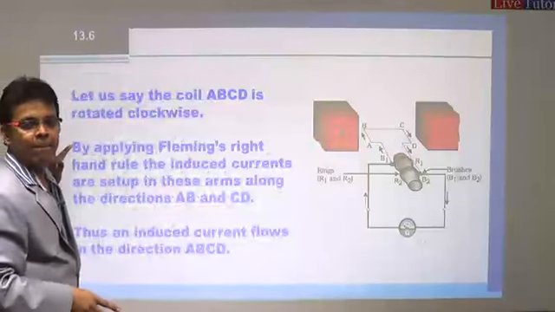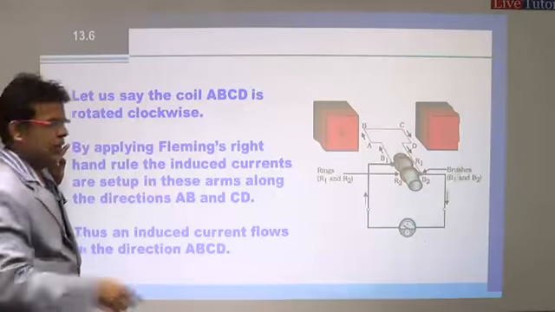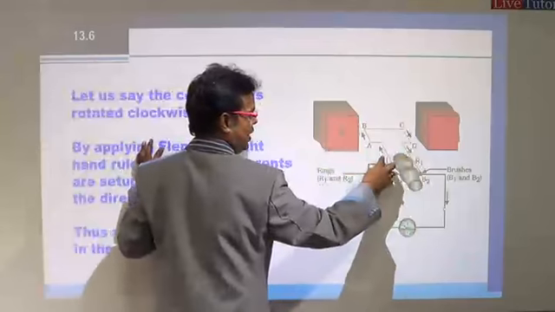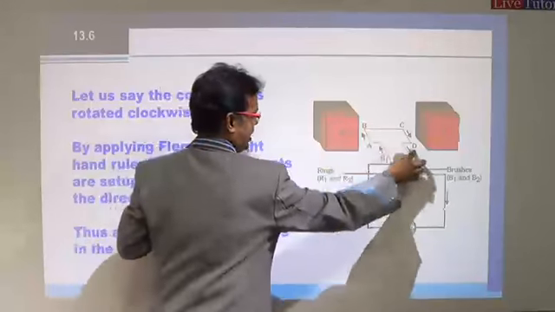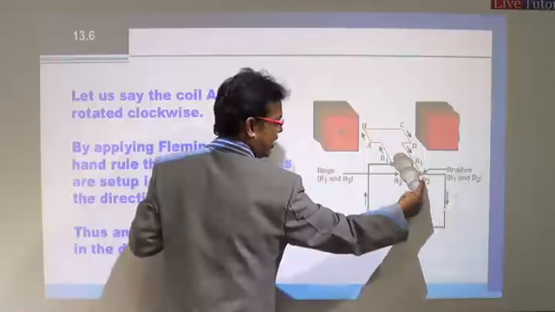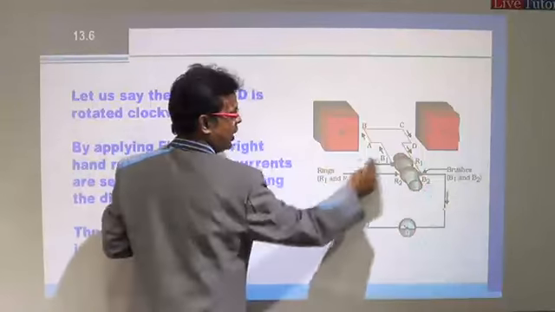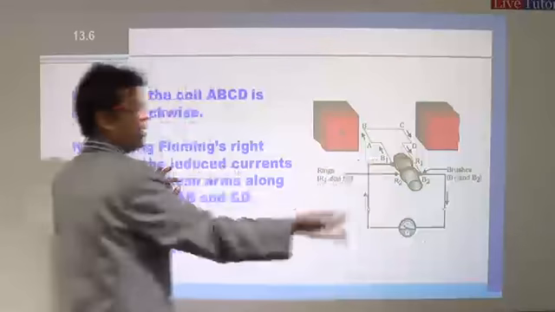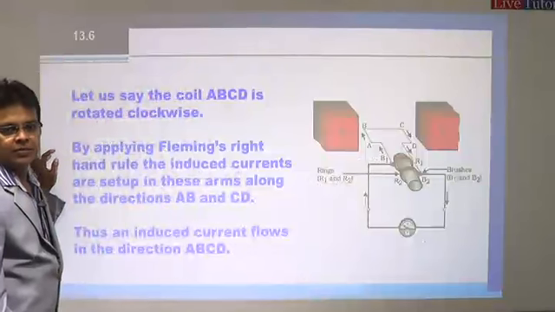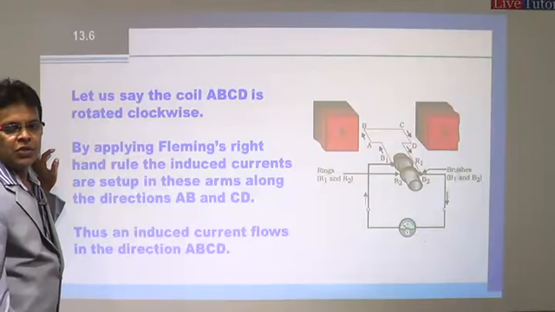Is that clear? So the current will flow from A to B and then in the arm C to D. So the direction of current is A, B, C, D. So from A to B, C to D, and again in the external circuit the current will flow from B2 to B1. This is the direction of current in the external circuit for the first half rotation. Have you understood? Yes?